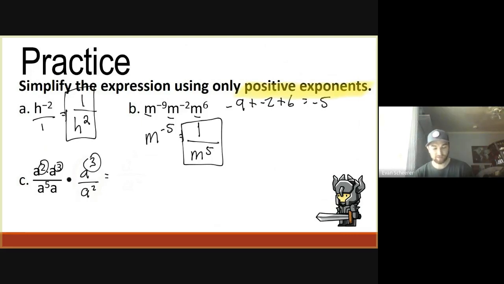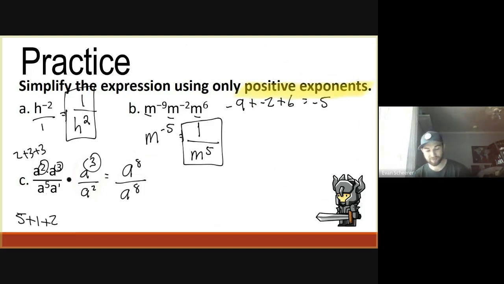So a to the fifth, that's going to end up a to the eighth. How I got a to the eighth? 2 plus 3 plus 3. Remember, I'm adding, right, because I'm multiplying the numbers together. On the bottom, this is an a to the first, so I have a to the fifth, to the first, to the second, so 5 plus 1 is 6. I end up with a to the eighth, right?